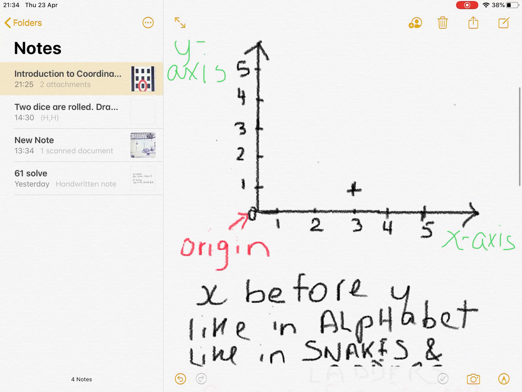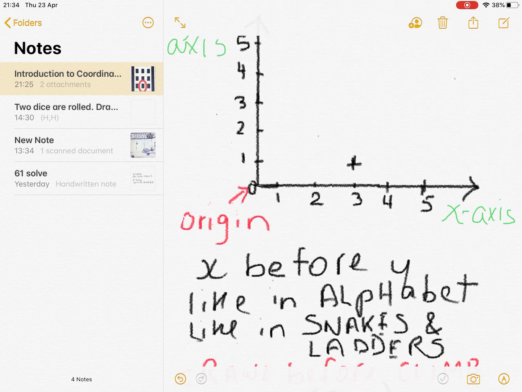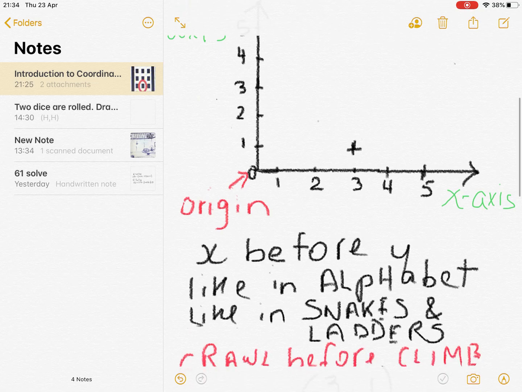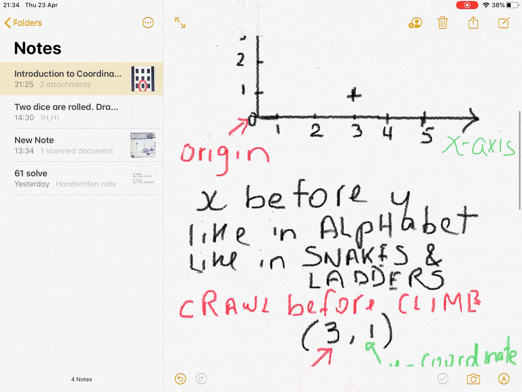Now, as we said, the x comes before the y. Like so, when we describe the position of things, we must start from the horizontal movement first, and then the vertical movement, as Descartes described it, as in the alphabet. Or else, like when we play snakes and ladders, we first crawl and then we climb.